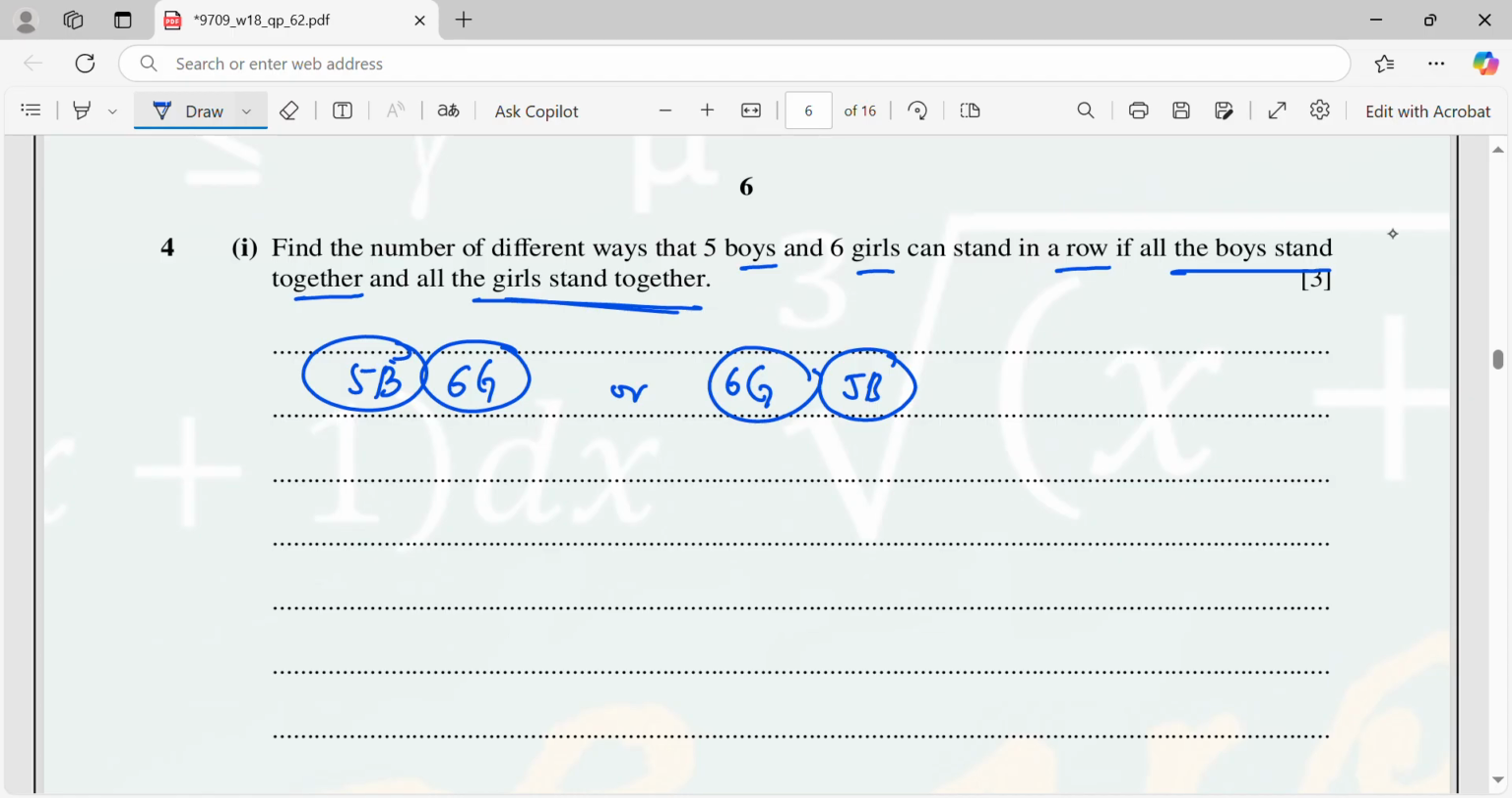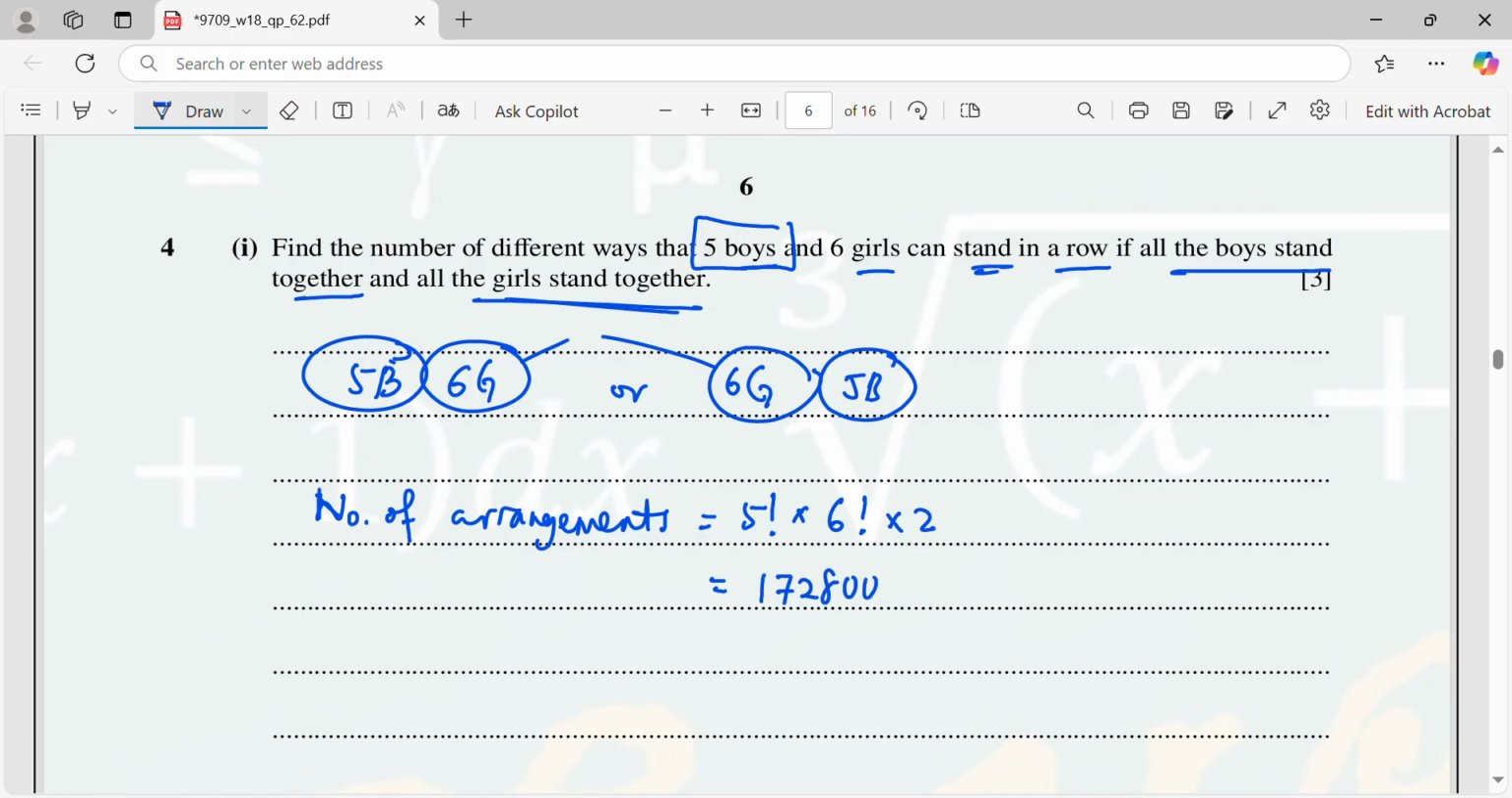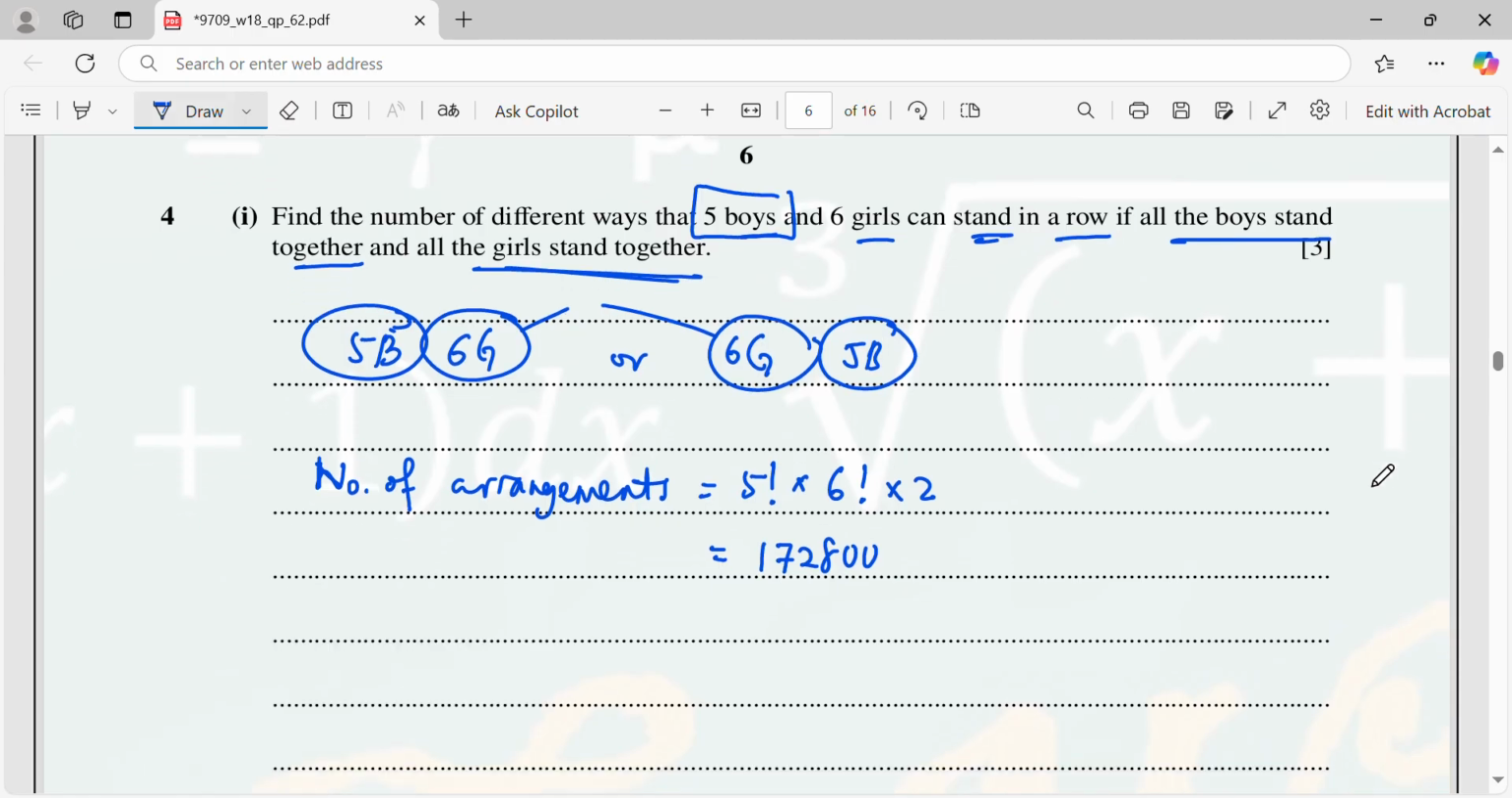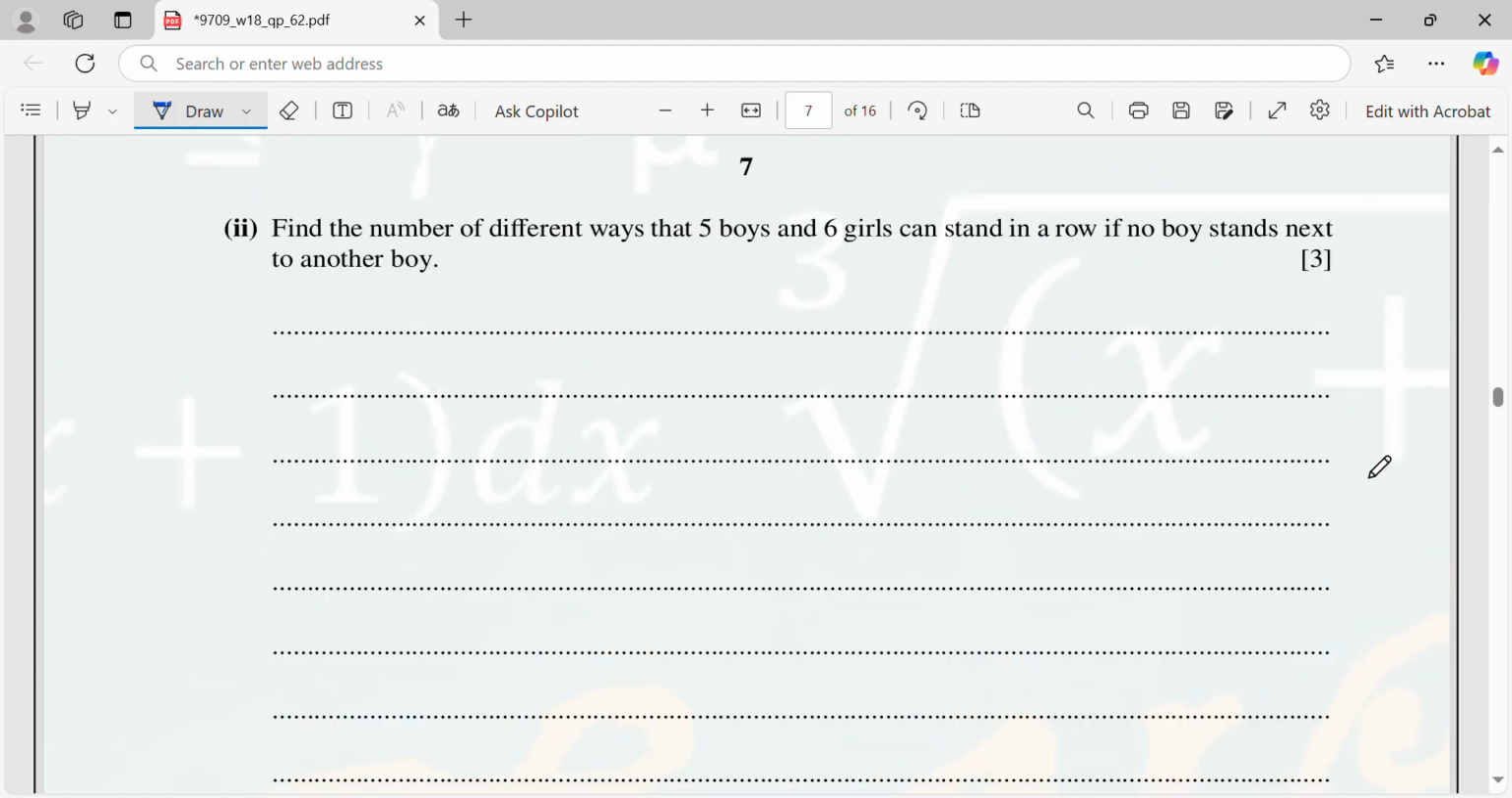That means now since these 5 boys are all different persons, therefore number of arrangements, this is standing arrangements, right? Can stand in a row. So it will be 5 factorial times 6 factorial, and there will be 2 types of arrangements here. Therefore you times 2. Okay, and now from here you will be getting 172800. So that is the number of standing arrangements.